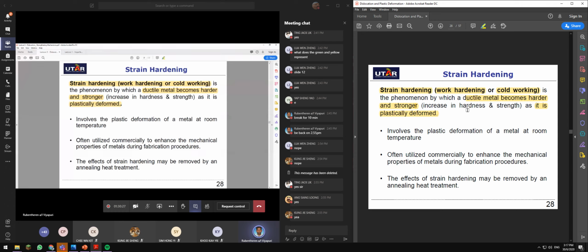The effects of strain hardening can be removed by annealing heat treatment. Strain hardening involves plastic deformation of a metal at room temperature, often utilized commercially to enhance the mechanical properties of metal during the fabrication process. Most of the manufacturing sector uses strain hardening to increase strength. You purposely put the material into plastic deformation so that there is no further dislocation involved, in a controlled parameter.